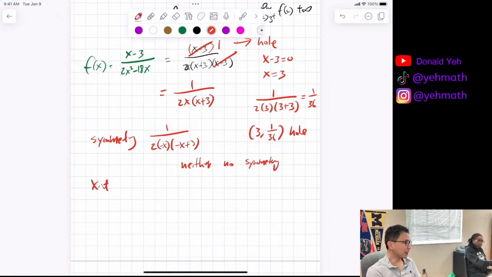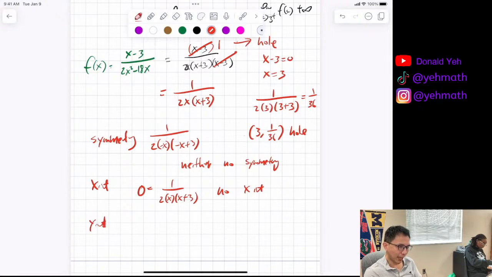X-intercept. How do you find x-intercept? Set it to 0 and then 1 over 2x times x plus 3. That's not going to happen. There's no x-intercept. Nothing you can solve for, because you multiply both sides by 2x, x plus 3, it's going to be 0 equal to 1. There is no x-intercept.